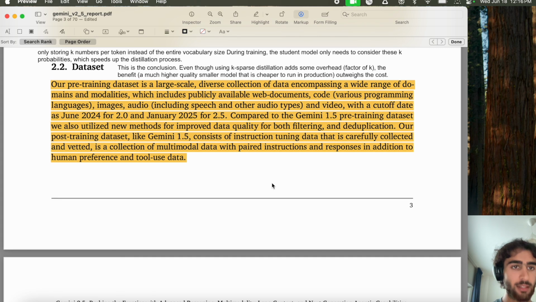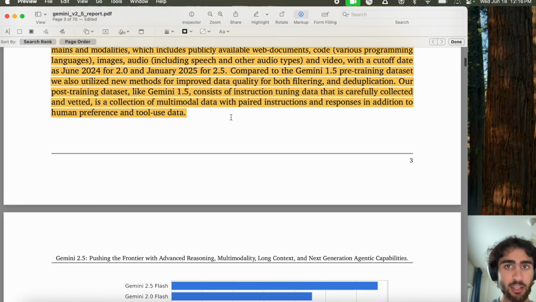When it comes to the data set, they use a large-scale, diverse collection of data encompassing a wide range of domains and modalities. So pretty standard stuff: web documents, code, images, audio, video. And the cutoff date, which was also in the table, is either 2025 or 2024, depending on the model version 2.0 or 2.5. And comparing to the 1.5 training data sets, we also utilize new methods for improving data quality, which is to say more improved filtering and deduplication. Furthermore, their post-training data set, like Gemini 1.5, consists of instruction fine-tuning data that is carefully collected and vetted, and so on.